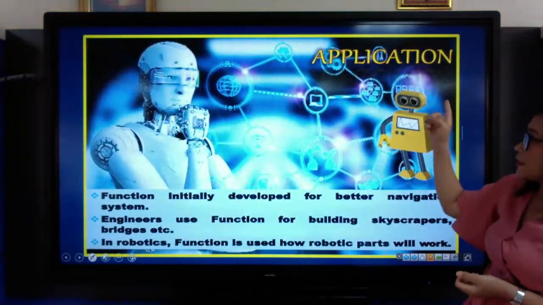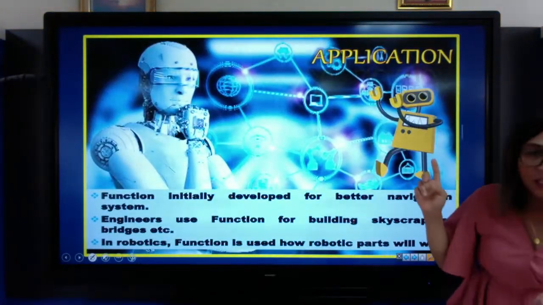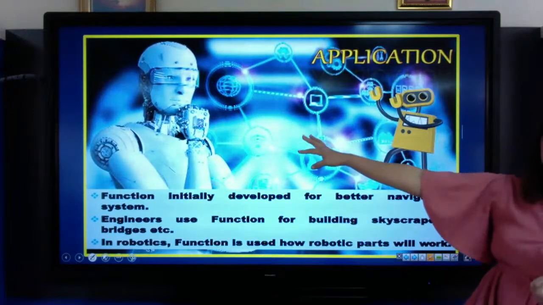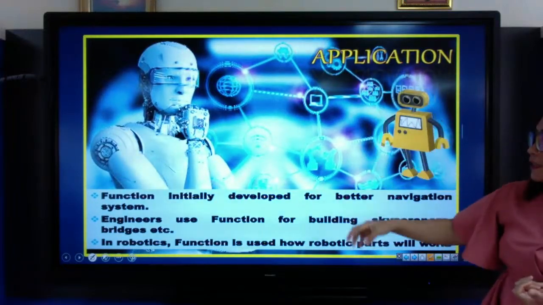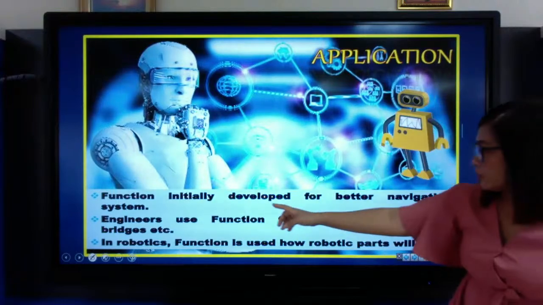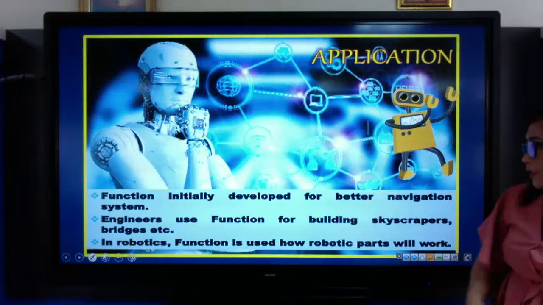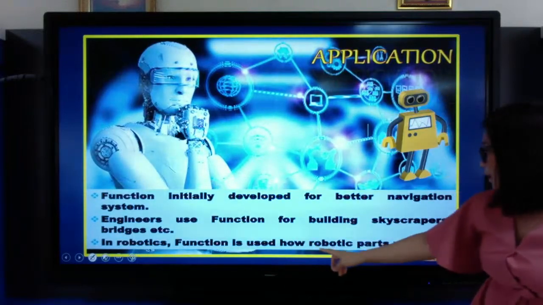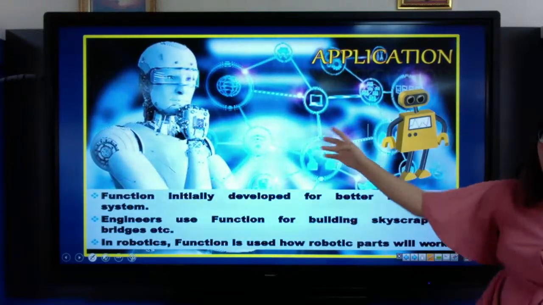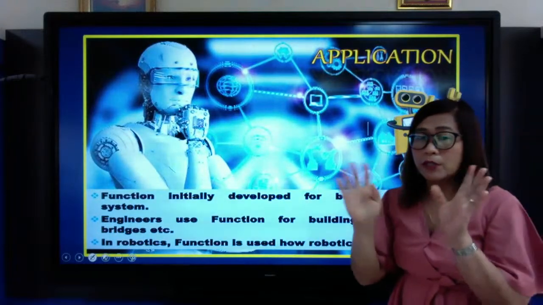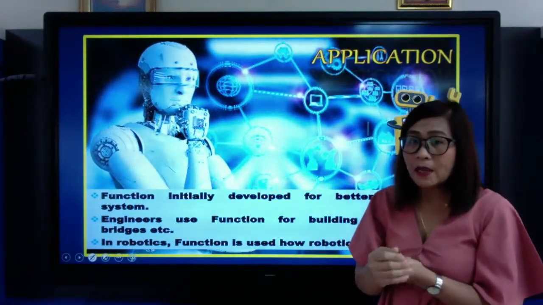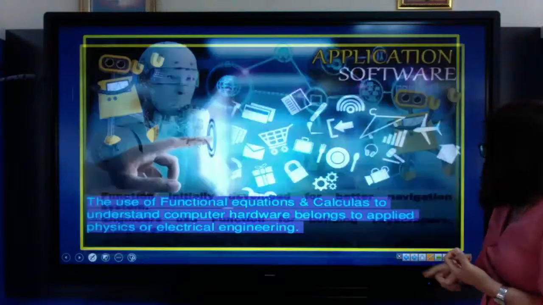Next is this. Another application in robotics. In robotics, students, function is also used. Engineers use function for building also skyscrapers. In robotics, function is used to determine how robotic parts will work. Your robot will not work if your function is wrong. So this is one of the applications.